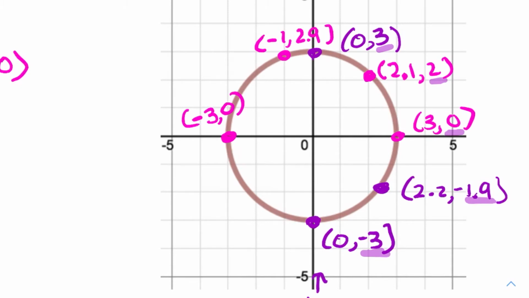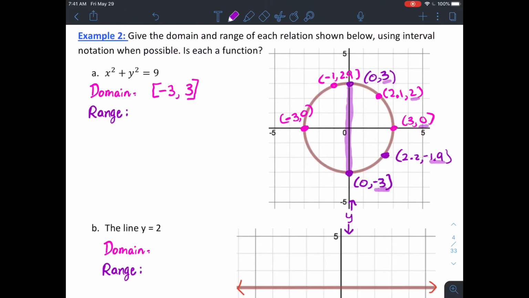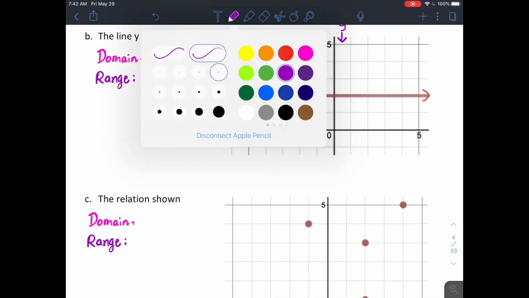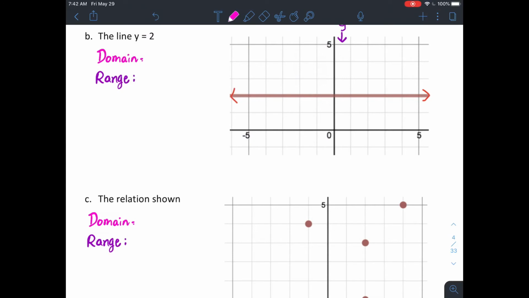And that's part of my line, so those are going to be included. There are actual points there. So my range is actually same as my domain, except it's my y values. They stretch from -3 to +3. Let's look at this horizontal line.